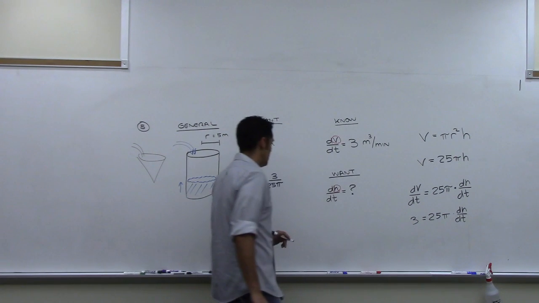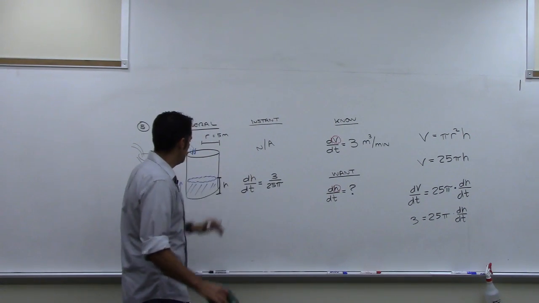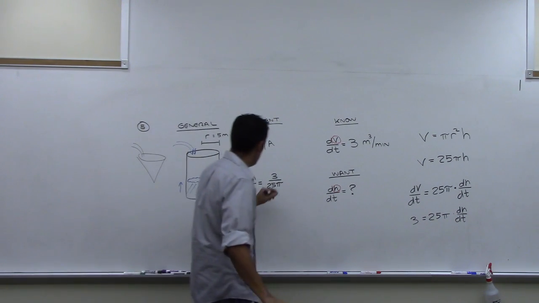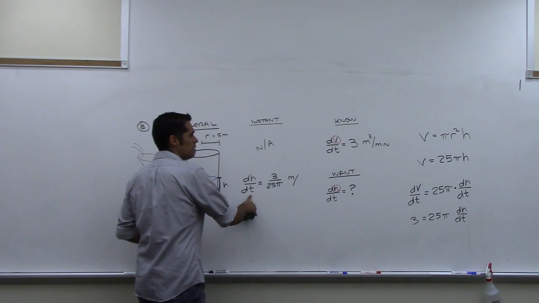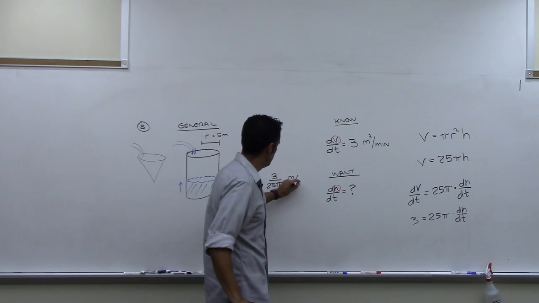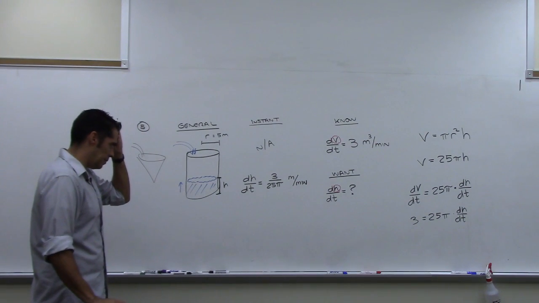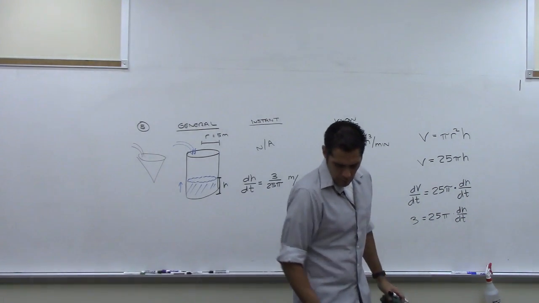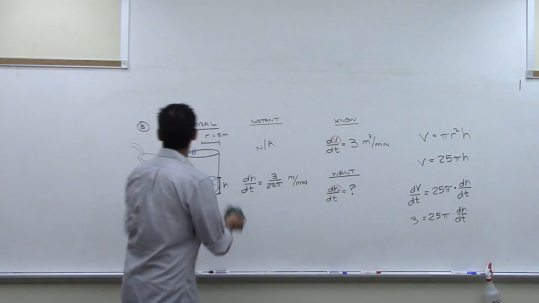And then what are my units? Well, height should be this height, and we're measuring everything in meters, so it should be meters per, and the time measurement in this problem is minutes. So meters per minute. That's it. I'm not going to get a decimal, I'm just going to leave it. All right, let's look at number 6.